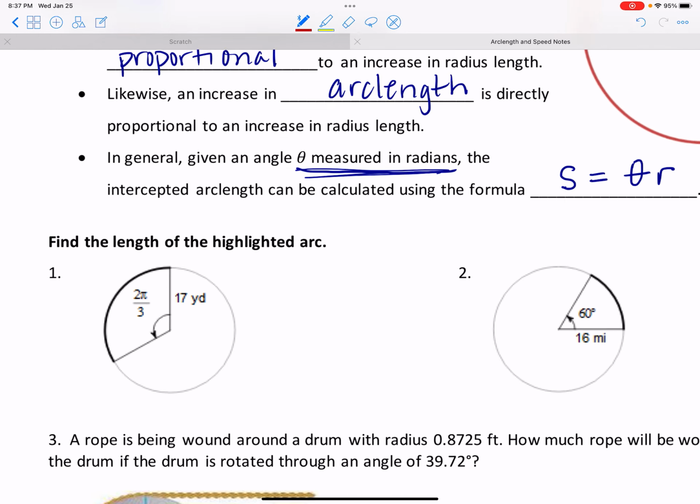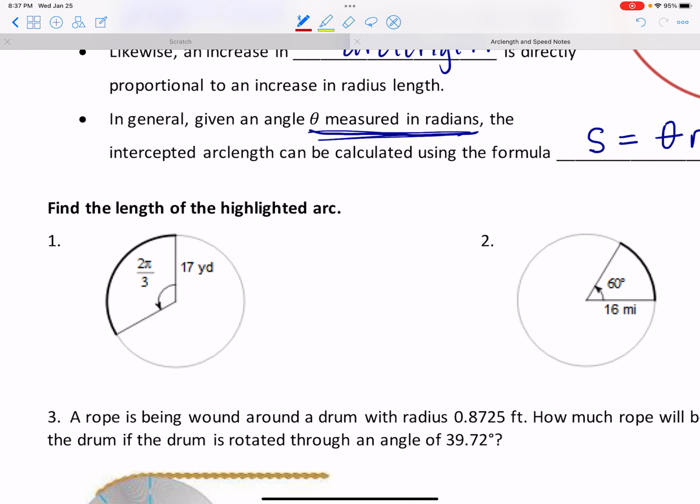Alright, so let's practice using our formula. To find the length of the highlighted arc, I'm trying to figure out what this arc length is here. We can call it s. I know from my formula, s is going to be the product of my angle, which is in radians, and my radius. In this case, my angle is clearly in radians, it's got that pi in it, so 2 pi over 3, multiplied by my radius length, which is 17 yards. And so s is going to be, 17 times 2 would be 34, so 34 pi over 3 yards.